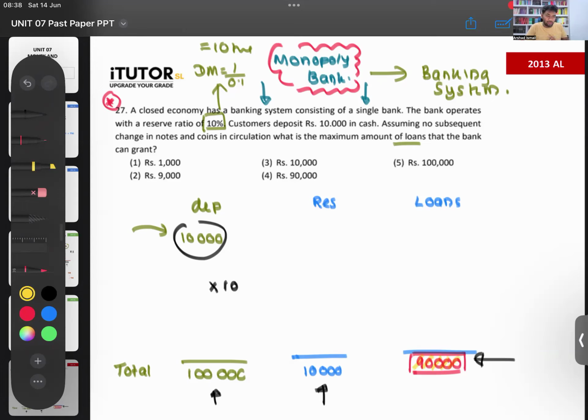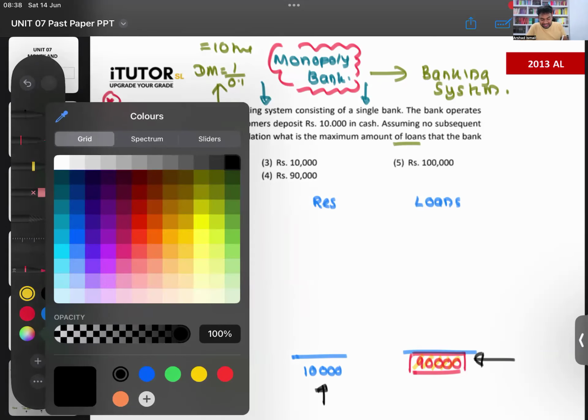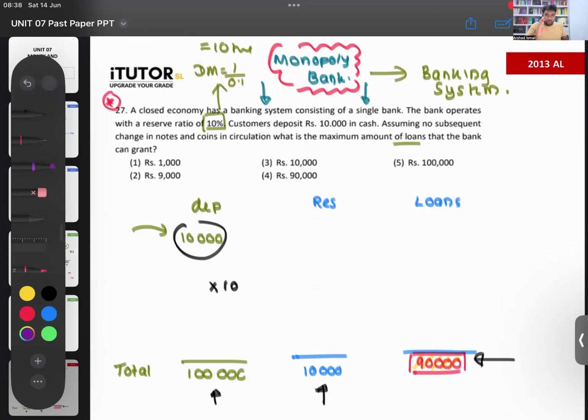Difference between a single bank and a monopoly bank. Usually when you say single bank, that is one of the banks in the entire banking system. So there could be, let's say, 100 banks, and you're one bank, a single bank. But if that single bank is the only bank in the banking system, then it becomes a single bank that is also a monopoly bank. So a monopoly bank is also a single bank, I will agree.